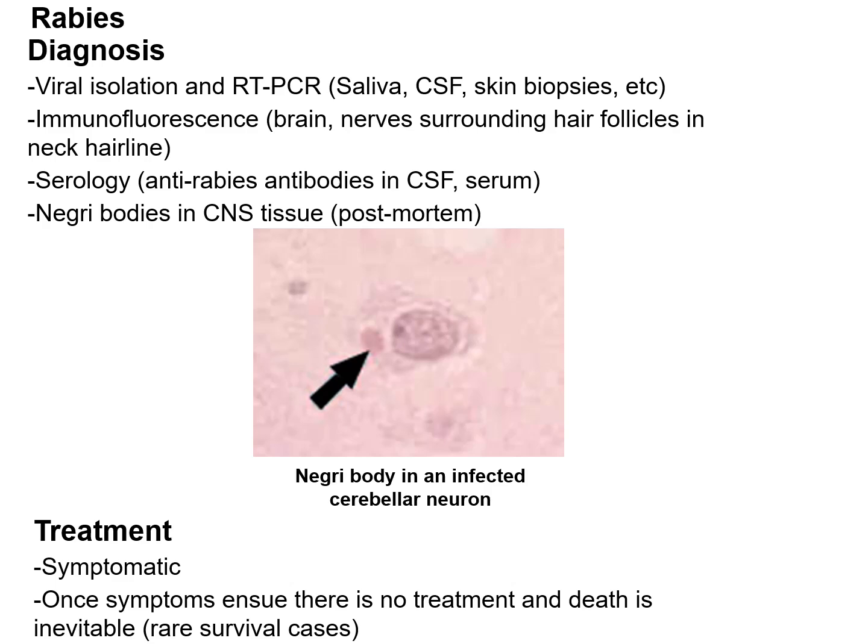How can we diagnose rabies? Of course, besides the clinical manifestations, the virus can be isolated, and you can do real-time PCR. It can be done on saliva, on the CSF, also on skin biopsies. More recently, immunofluorescence conducted on a biopsy from the hairline of the neck. So you can do immunofluorescence using labeled antibodies against the rabies virus, and that will help detect infected nerves that surround the hair follicles in the hairline of the neck.